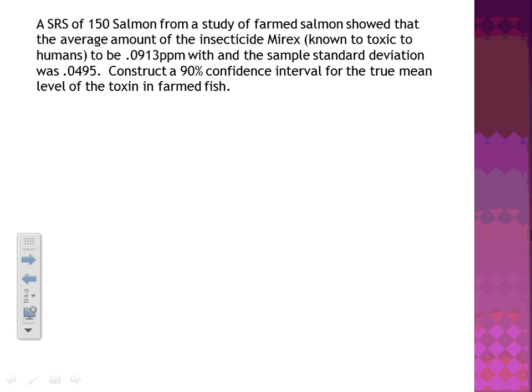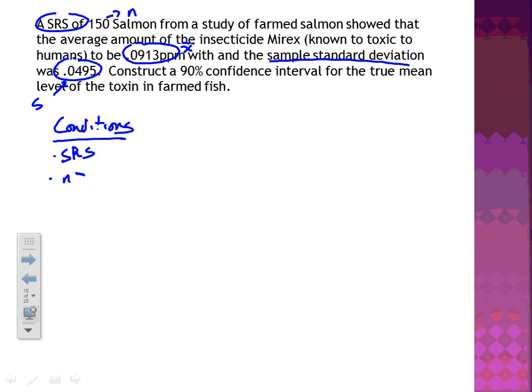We'll skip that. And we'll just run a quick sample with our sample from before. So we've got an SRS of 150 salmon. So there's n, there's my x bar, and then the sample standard deviation, there's S. Construct a 90% confidence interval. So we'll start to set this thing up. First things first, conditions. It is an SRS, that's good. And n is greater than 40 here, right? Plenty of fish in the sample, so we actually don't even care about the actual shape of the real data.